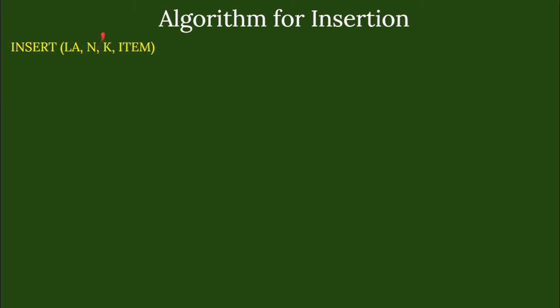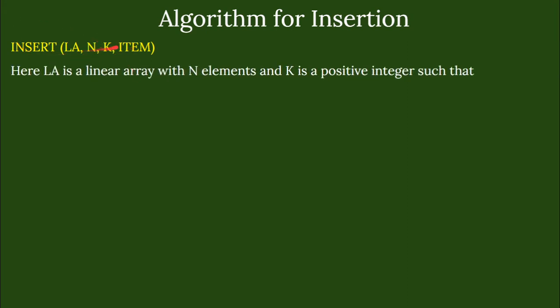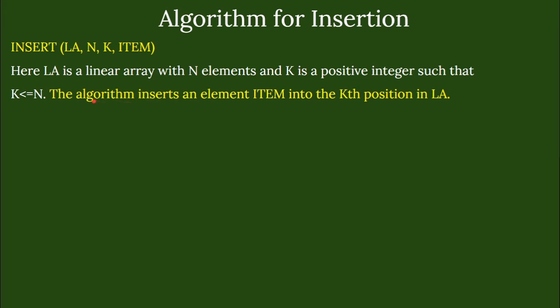The function is used to insert an element in an array. So here the function contains four arguments: LA, the linear array, the name of the array; N, the number of elements; K, the position at which you want to insert the item; and ITEM, the actual value you want to enter into the array. So here LA is the linear array. Now the algorithm inserts an element ITEM into the Kth position in the linear array LA.